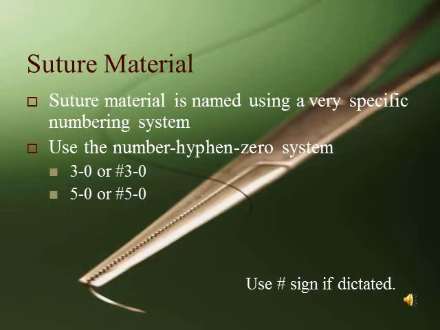As shown here, our suture material does have very specific numbering with it, and when it's transcribed, we use a number sign, a hyphen, and a 0. And again, 0 on the keyboard, not O, even though it is dictated as an O. And if number is dictated, we're going to use the number sign.